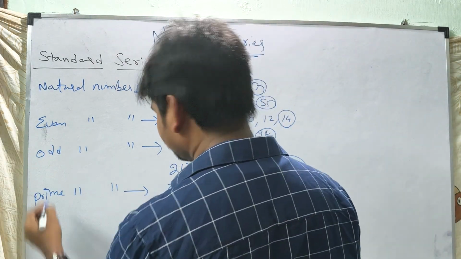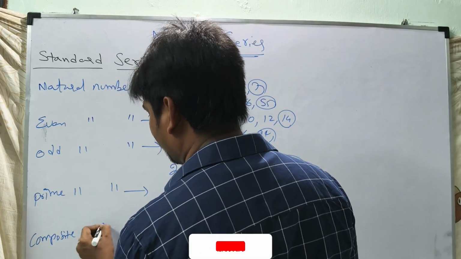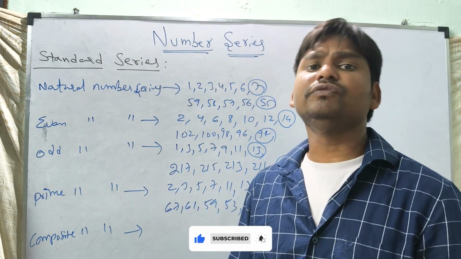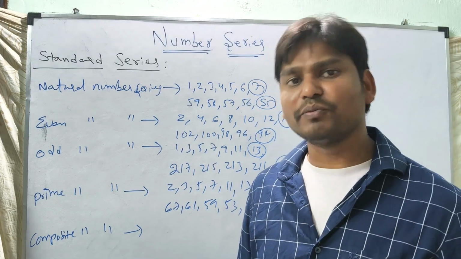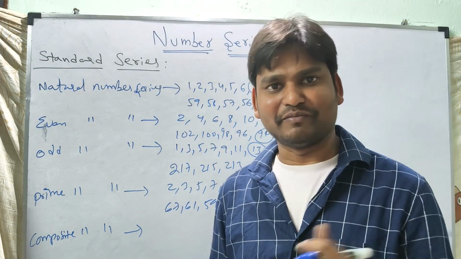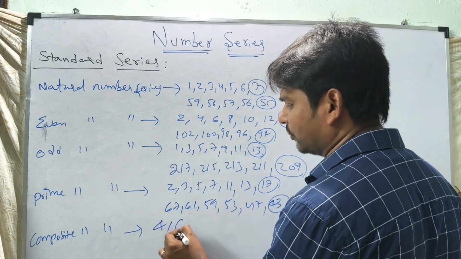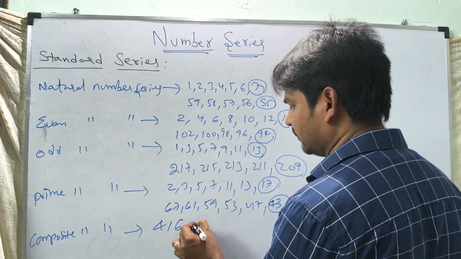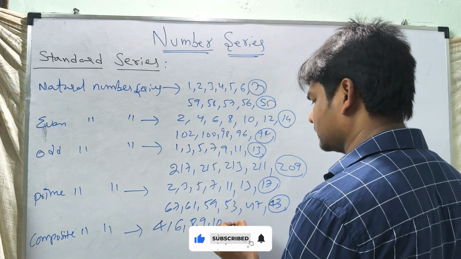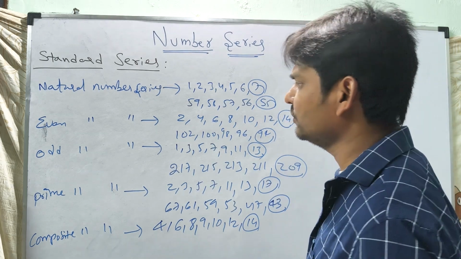Next, composite number series. You know well already what a composite number is: a number which has more than 2 factors is called a composite number. One is neither composite nor prime. So here it starts with composite numbers 4, 6, 8, 9, 10. Correct? All these are composite. Next composite number 12, next 14. Like this also they may give.